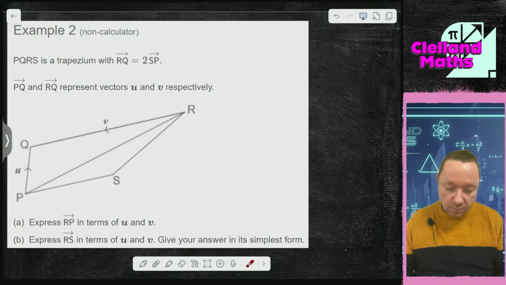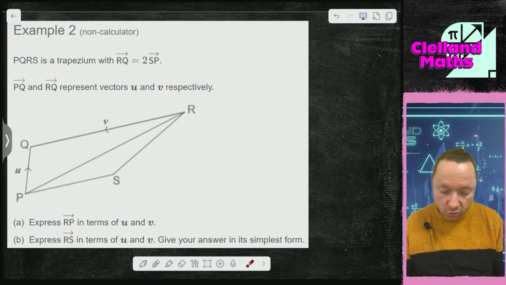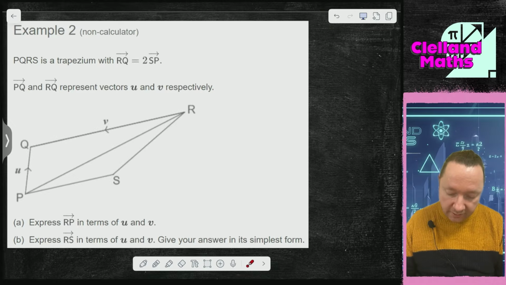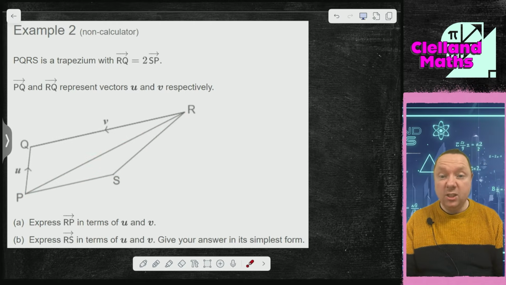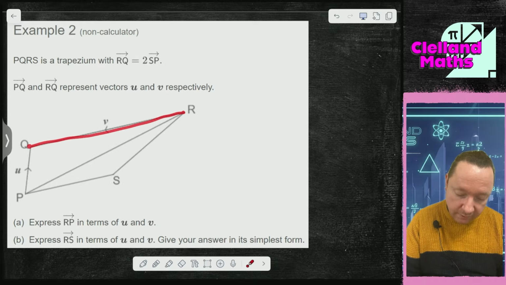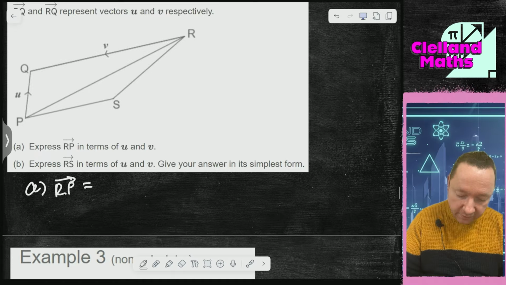Okay, example 2 on vectors. PQRS is a trapezium with RQ equals 2SP. PQ and RQ are represented by vectors U and V. Find R to P in terms of U and V. So let's identify where it wants us to go first. It wants us to go from R to P. Now I could go down there, but I don't know that one. I could go this way and that way, but I don't know that. Or I go the direction where I can see. I go along V, then down minus U. V minus U. So for part A, R to P is just V minus U.